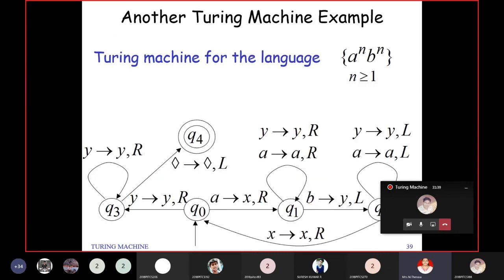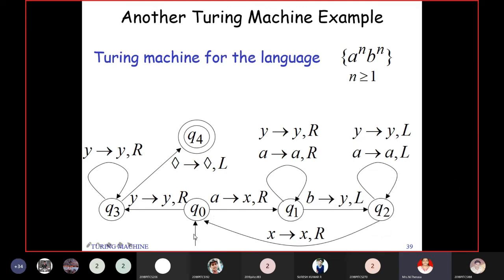Okay, and we'll see another example for the Turing machine. Previously we have seen a regular language A star, and we designed a Turing machine for that. Now we are going to see a Turing machine which is going to accept the context-free language A power n, B power n, such that n is greater than or equal to 1. Okay, how can you design a Turing machine for that?